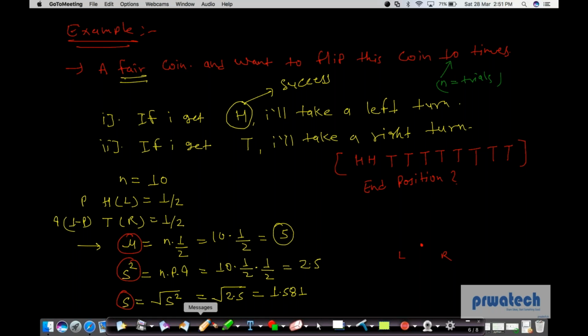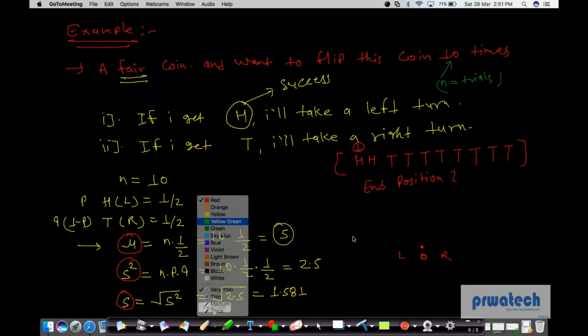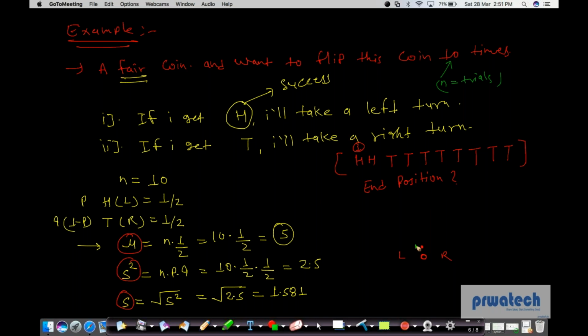So end position means, guys, let's say first I flip a coin. This is my first trial. I get a head, so when I get a head, I'm taking a left turn. This is my position. Let me write in a different color. This is my central, this is the zero. And when I get a left, I'll say green. So this is my one head, because I'm saying head means left.